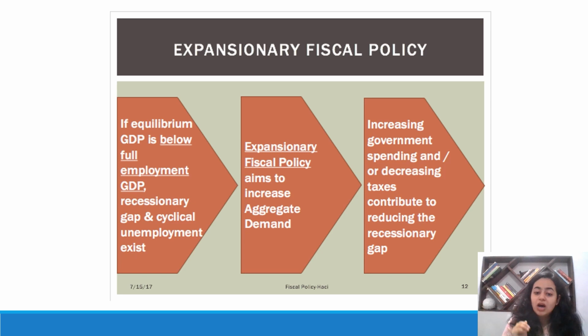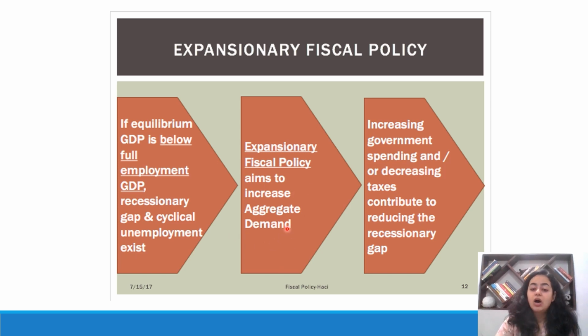Now, to increase the aggregate demand, again, let's recapitulate. Aggregate demand is C plus I plus G plus NX, which is consumption plus investment plus government expenditure plus net exports, which is the external sector. All right. So coming back, if the equilibrium of the economy is below the full employment level and there is some gap or some unemployment that exists, we will undertake the expansionary fiscal policy which will aim to increase the aggregate demand.